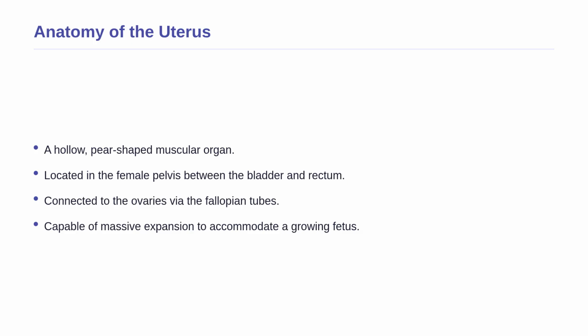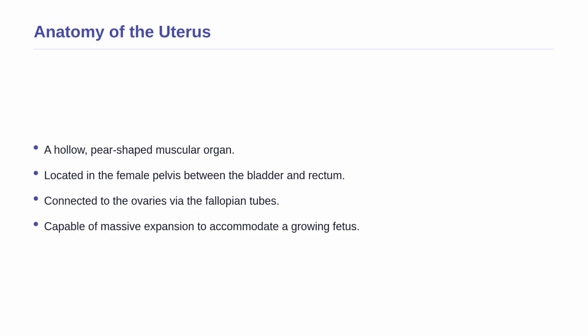Having explored the ovaries, we now travel down the fallopian tubes to our next major organ, the uterus. Why is the uterus so critical? It is the only organ in the human body capable of expanding massively to accommodate and protect a growing fetus.